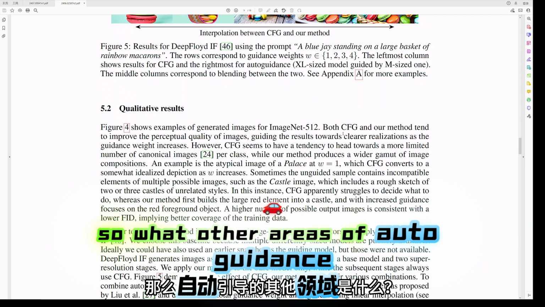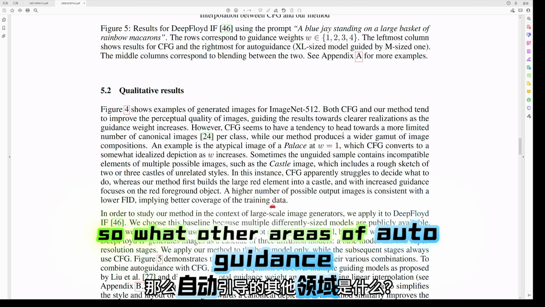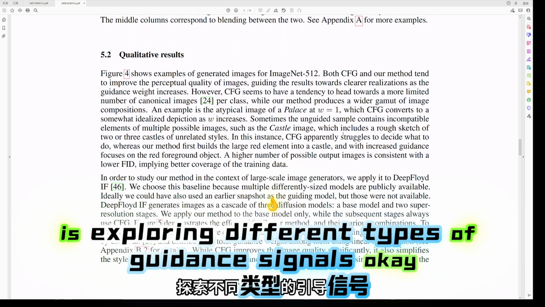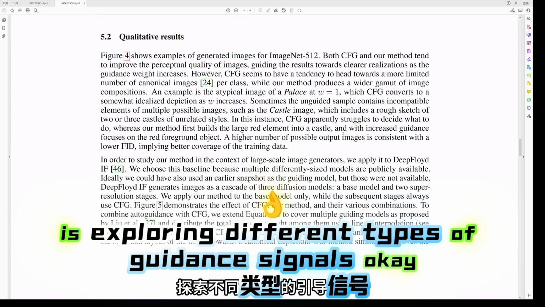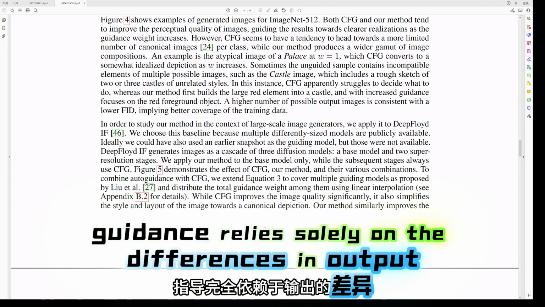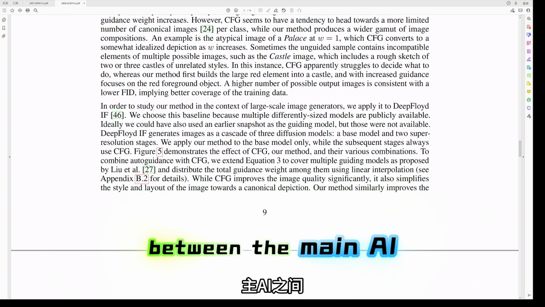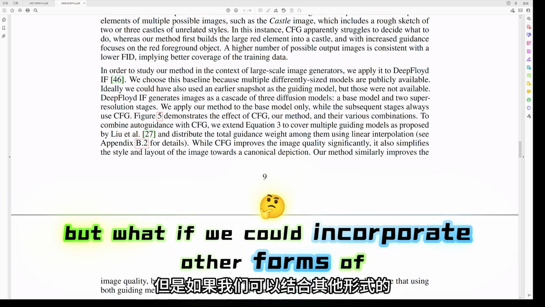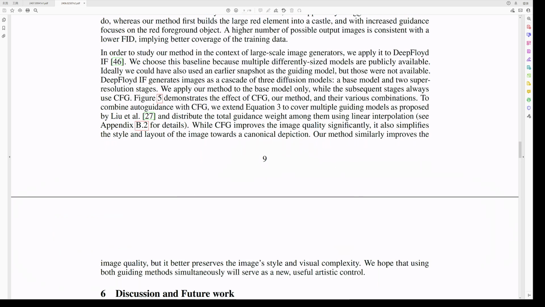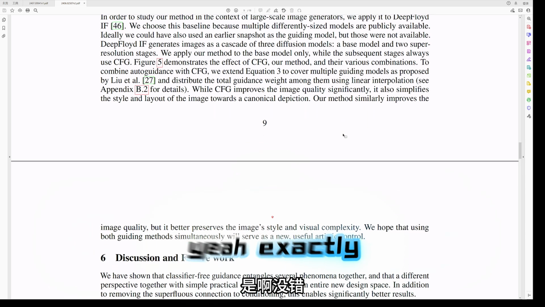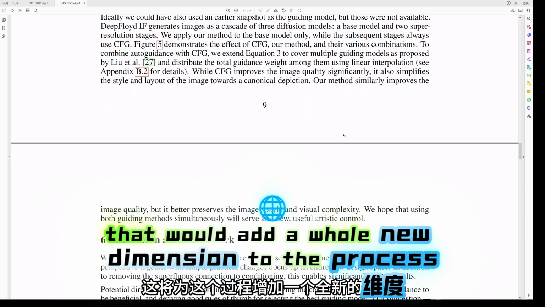Okay, so what other areas of auto guidance could use a little bit more research? Well, another interesting avenue is exploring different types of guidance signals. Currently, auto guidance relies solely on the differences in output between the main AI and the guiding AI. But what if we could incorporate other forms of feedback? Like feedback from human artists? Yeah, exactly. That would be really interesting. That would add a whole new dimension to the process.